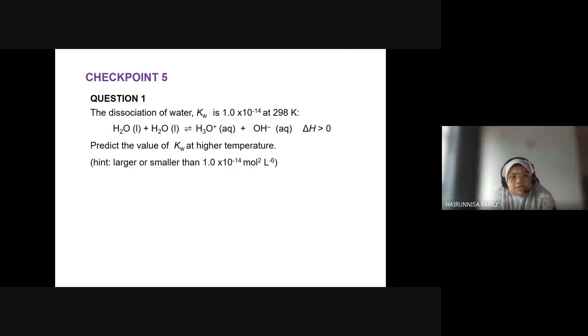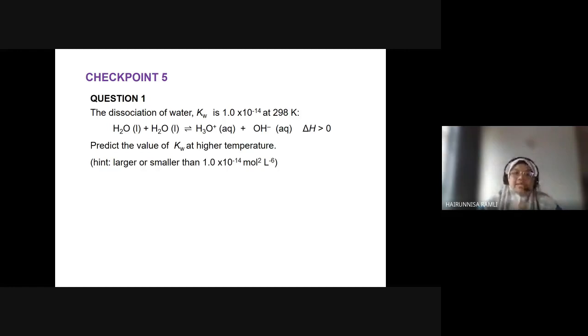Checkpoint 5. The dissociation of water. Okay, it has been given. Predict the value of Kw at higher temperature. Actually, this is not chapter 3, this is what you learned in chapter 2. It's okay. Try. What do you think this is?